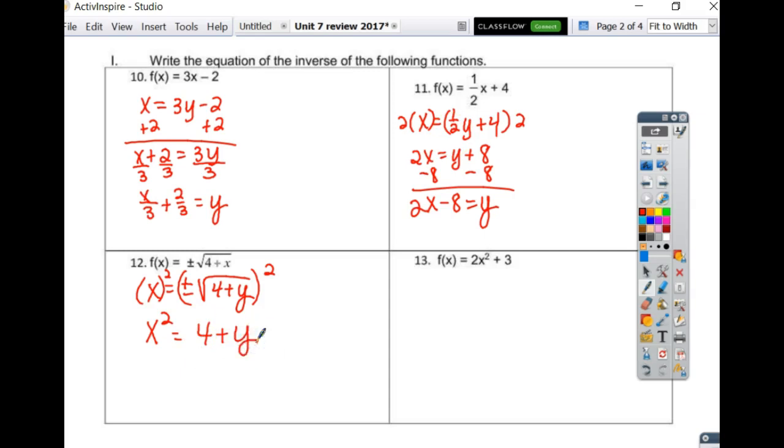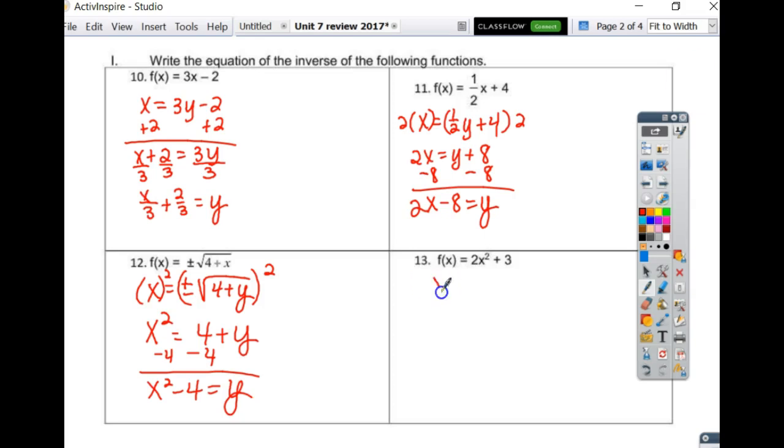And now how do I solve for y? Just subtract the 4. And if I get x squared minus 4, it's a perfect square. How do I factor that? You don't have to, but how would you factor it? X plus 2 and x minus 2.